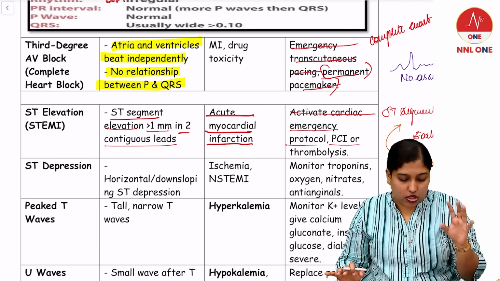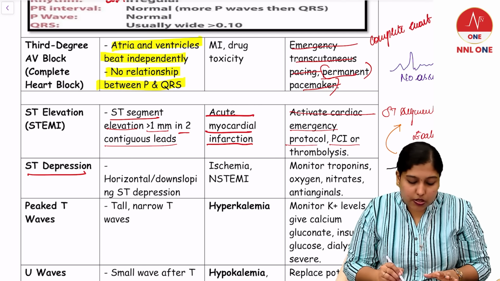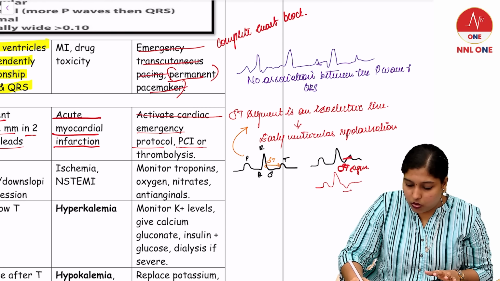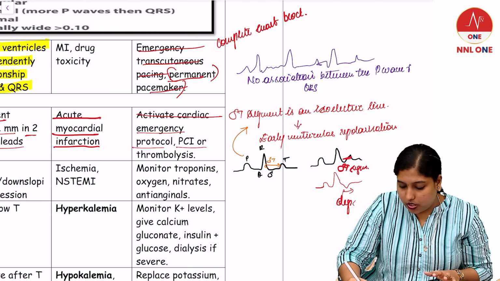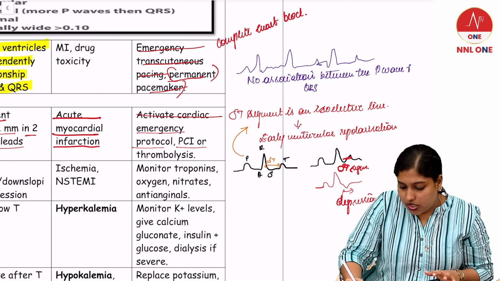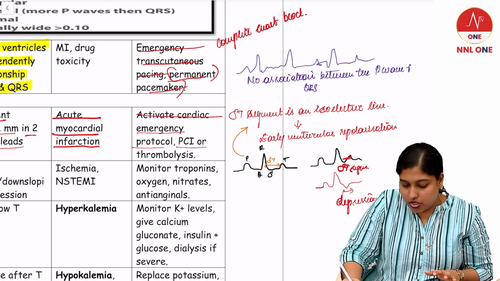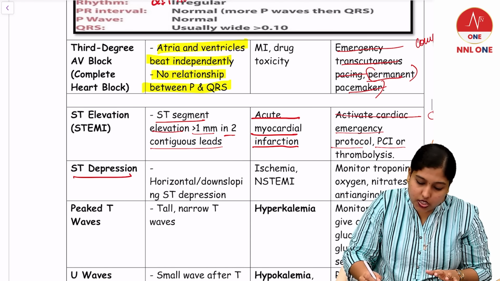Now we are concentrating on the ECG. Next we have ST segment depression. When there is a depression in the ST segment, it is because of ischemia.